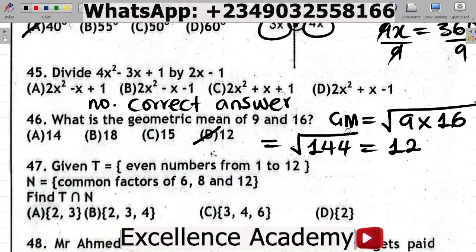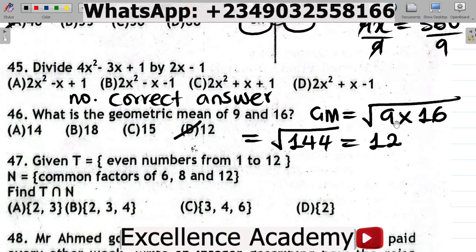So to take geometric mean, just simply take the square root of the product of the terms, 9 times 16, and that gives you 144. Square root of 144 is 12, and that's how you get your answers.